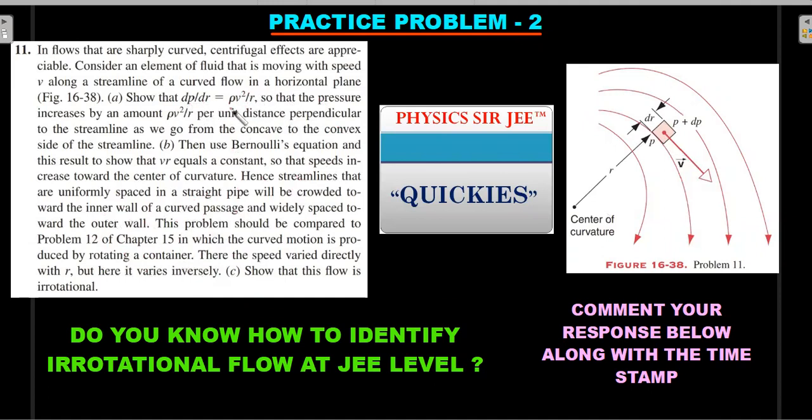So why is it happening in these two different problems? You need to be able to answer. That's where your concept gets tested. How you can identify rotational flow at JEE level is going to be important. That's why the old video that I shared, you should be watching.